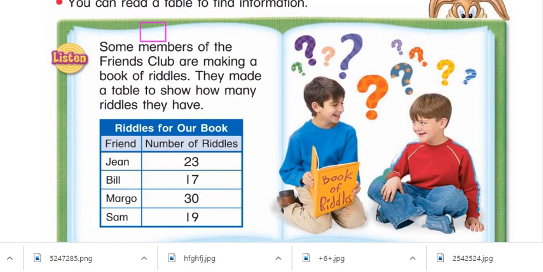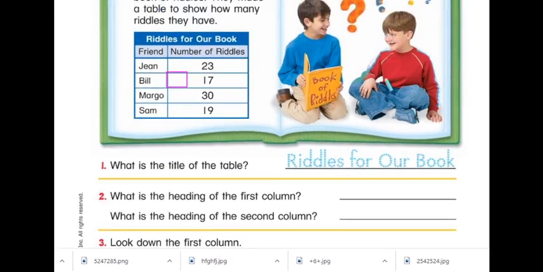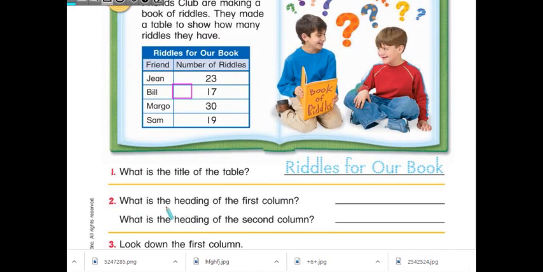We go to the table itself. We check what do we have on the top. We have riddles for our book. Okay? Now let's check the second question. What is the heading of the first column?